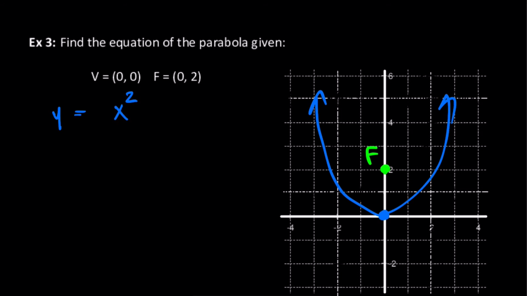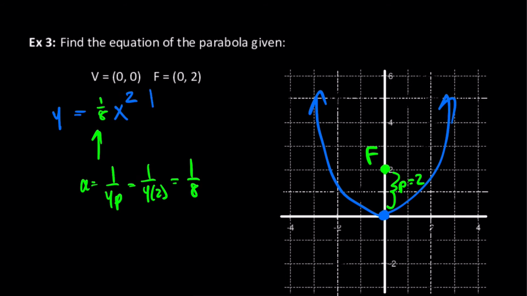What I need to do is calculate this value of a. That's 1 over 4p. And in this case, p is going to be 2. That's the distance from the focus to the vertex. 1 over 4 times 2, that's 1/8. That's 1/8. And there's your equation.